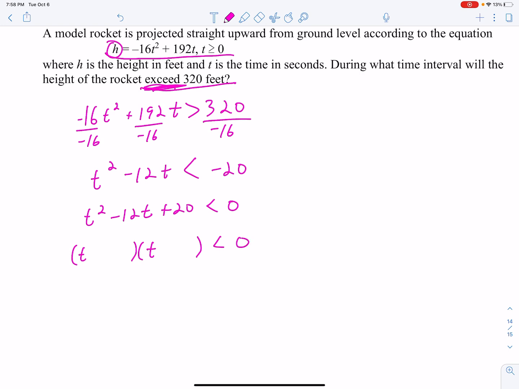So we need two numbers that multiply to positive 20 but add to negative 12. You'll notice if you do a little bit of work, 2 and 10 do that, but if they're both negative, right? Negative 2 minus 10 is negative 12. Negative 2 times negative 10 is positive 20.